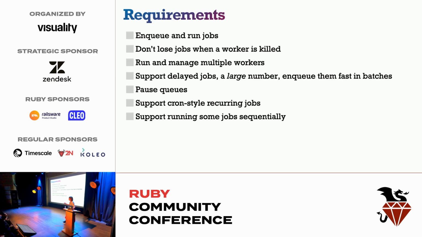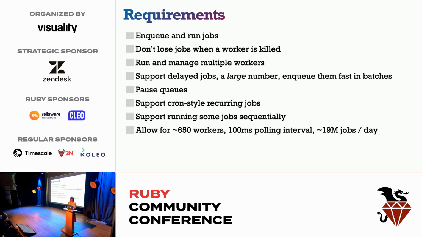And with that, we can summarize the requirements for a new system that was going to replace this one. Another requirement that came, because we thought, okay, if we build this, we'd like to start using it with our email service, Hey. And at that time, we were running Resque with about 650 workers with that polling interval, and we were running about 19 million jobs per day. So that's another requirement, whatever we build needs to support this load.